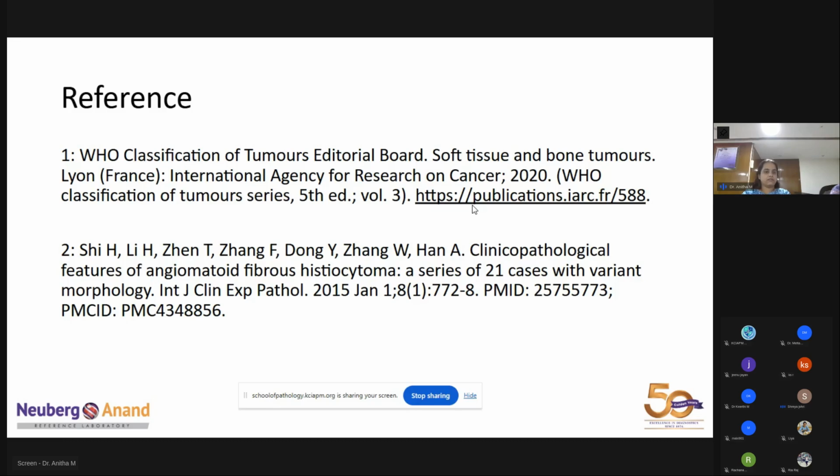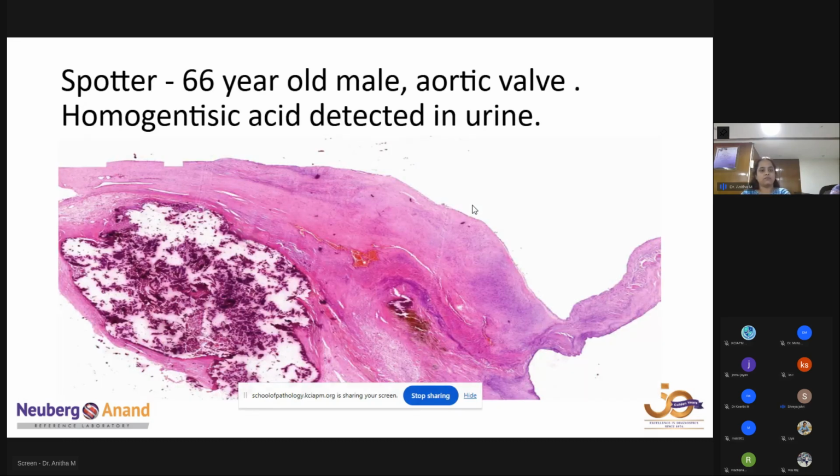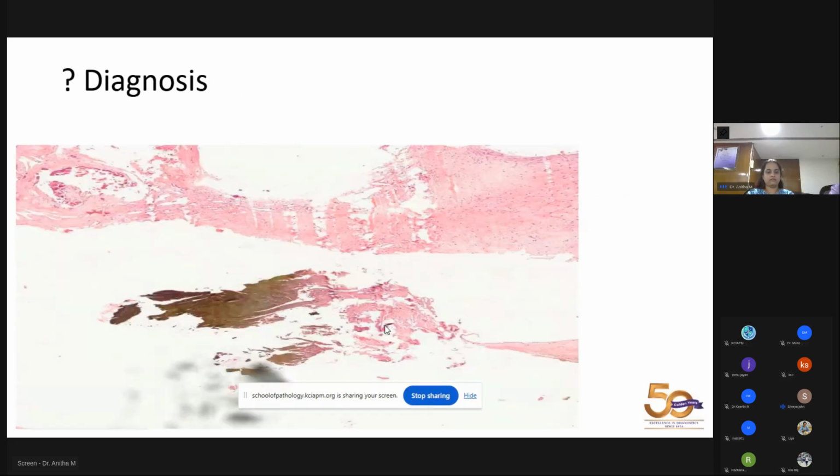So the references. So coming to the spotter, this is a biopsy from a 66-year-old male, aortic valve. And for this, according to the diagnosis, homogentisic acid was detected in the urine of this patient. So, can somebody tell me what is the deposit which we are seeing? Alkaptonuria. What are they called? What is the deposit and what is the disease?